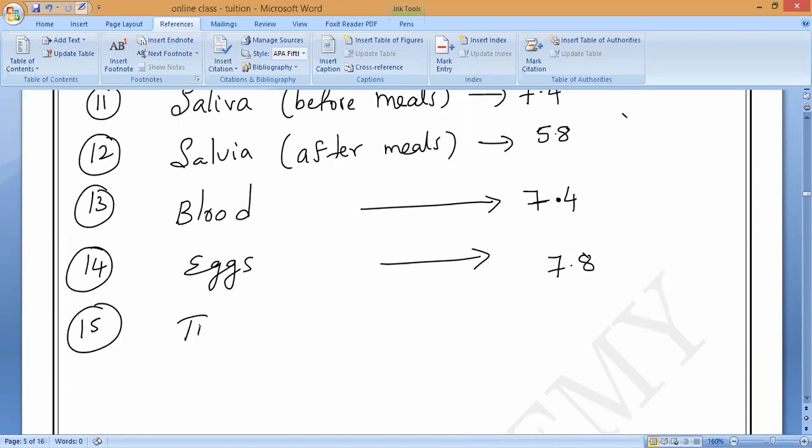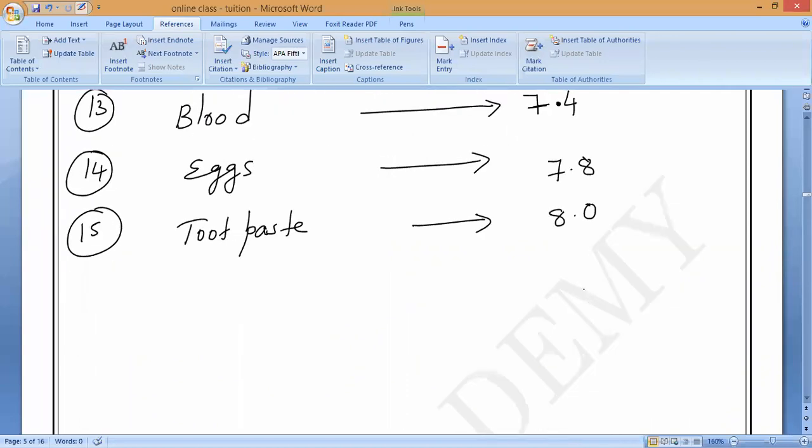Next, all of you write toothpaste. This is the most important. Is toothpaste basic in nature or acidic in nature? Basic in nature. What is the pH you are expecting? Greater than 7. Understand? 8. Most important one. For exams, it is asked many times.